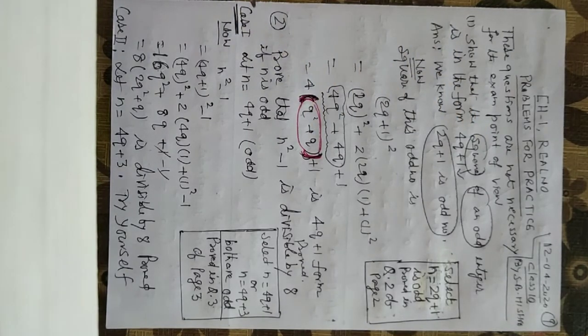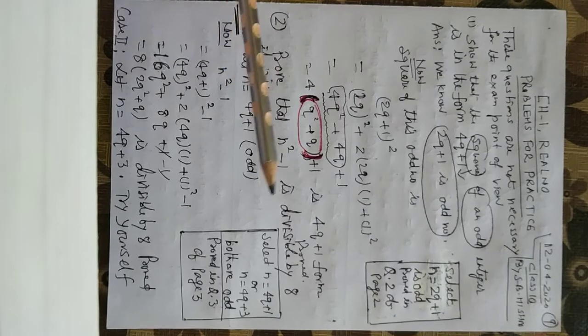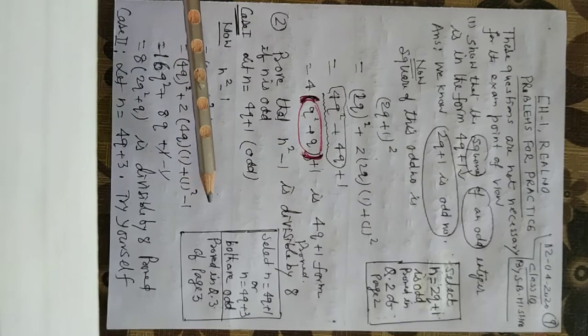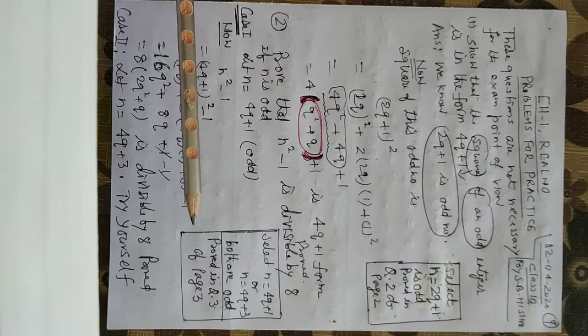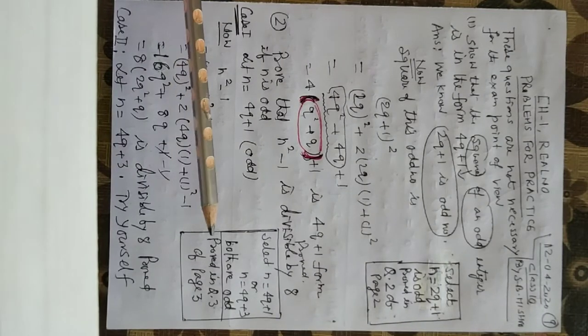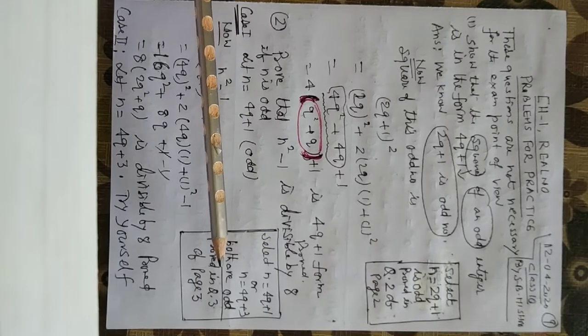Now the second question. Prove that n square minus 1 is divisible by 8, where n is an odd number. This is divisible by 8 if n is odd. You have already known that let n is equal to 4q plus 1, n is equal to 4q plus 3. Both are odd numbers. The proof of this fact is available in question number 3 of page 3. I have already proved that 4q plus 1 is odd, 4q plus 3 is odd.